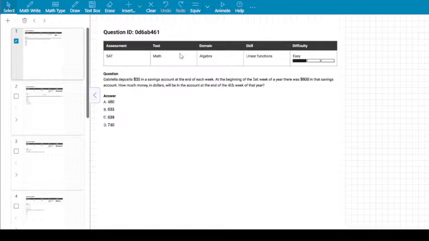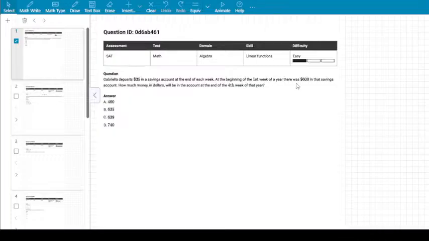Okay, so let us start with this first question here. This is an algebra question based on linear functions, and it is an easy difficulty level question. The question is, Gabriela deposits $35 in a savings account at the end of each week. At the beginning of the first week of a year, there was $600 in the savings account. So how much money will be in the account at the end of the fourth week of that year?